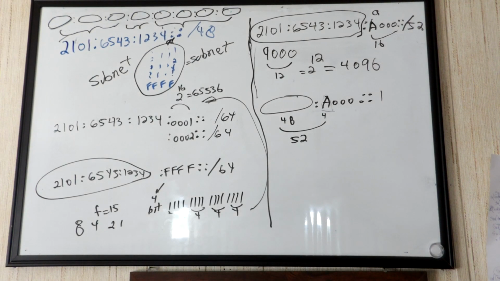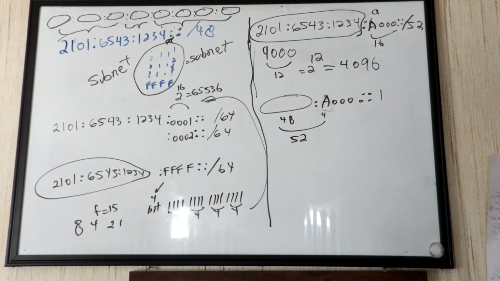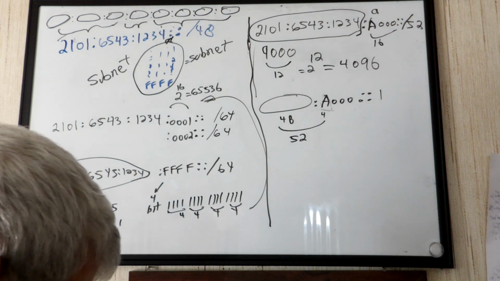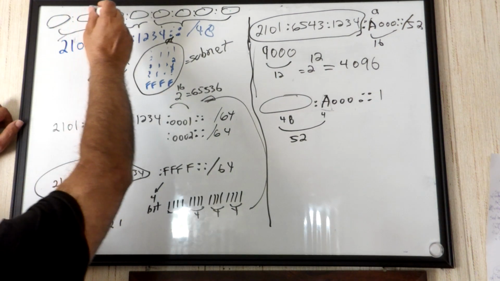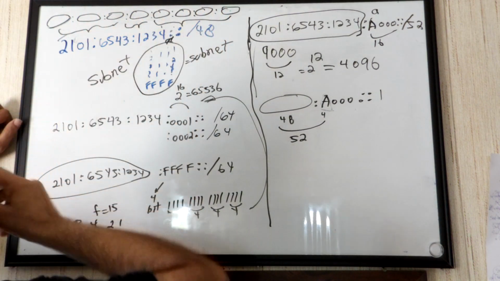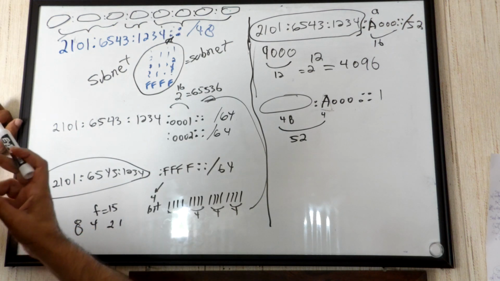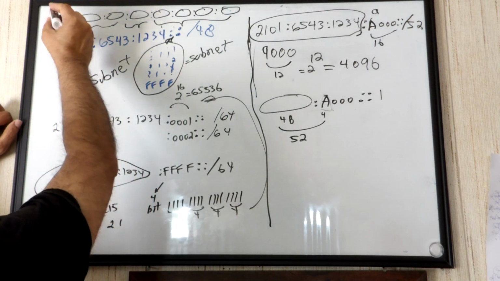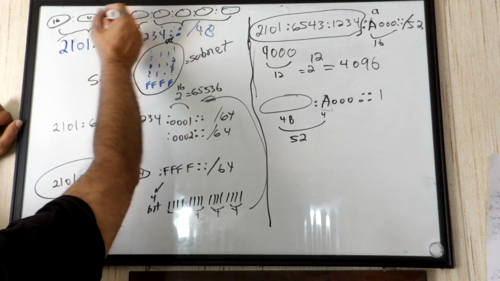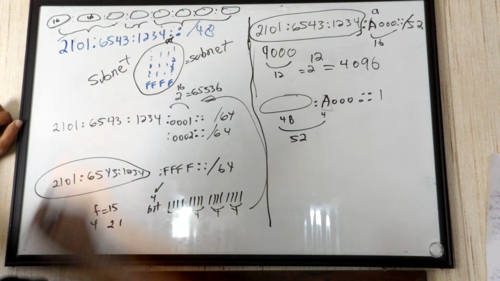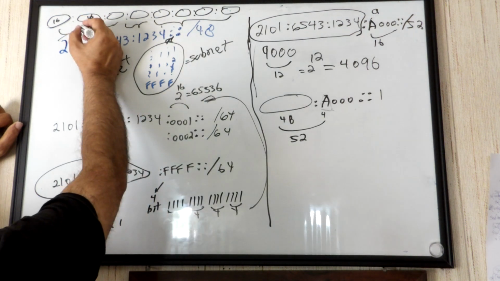Okay. In this video, we're going to talk about subnetting IPv6. Subnetting IPv6 is a lot easier than subnetting IPv4. See, we have 8 fields here, in hexadecimal, and each of them has 16 bits in it. 16 and 16 and 16. You know it. And we talked about this one is for network.